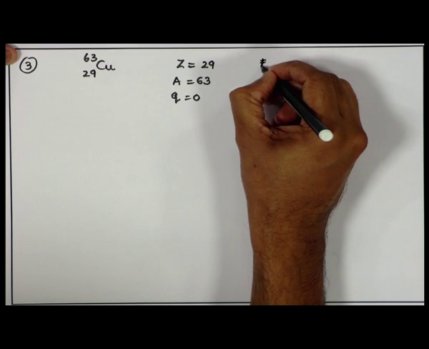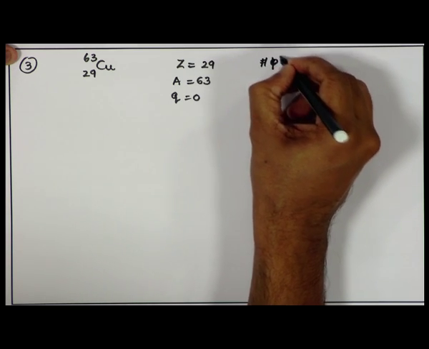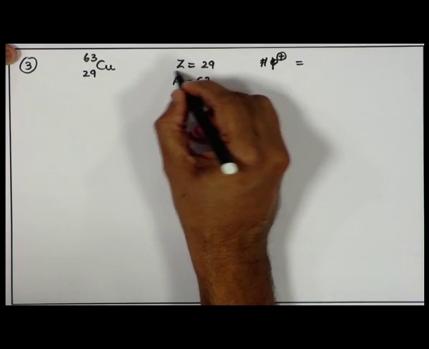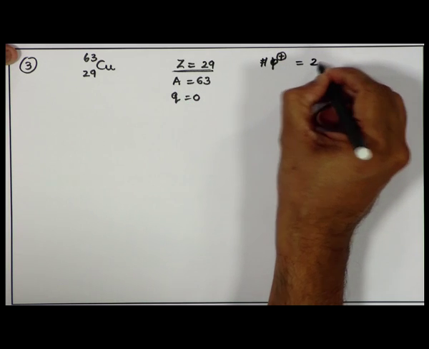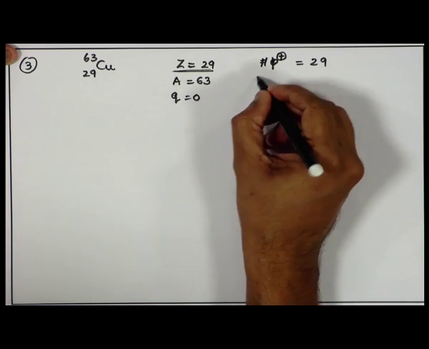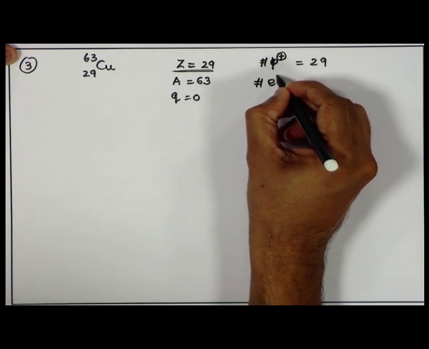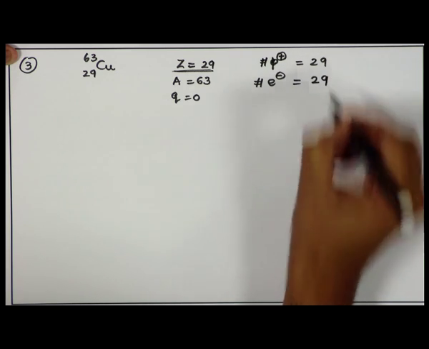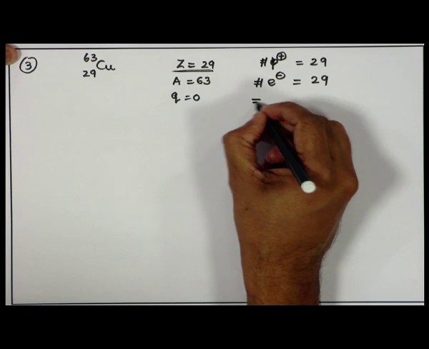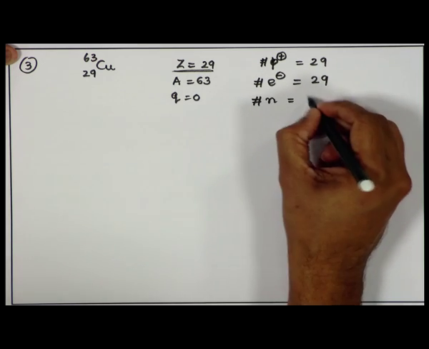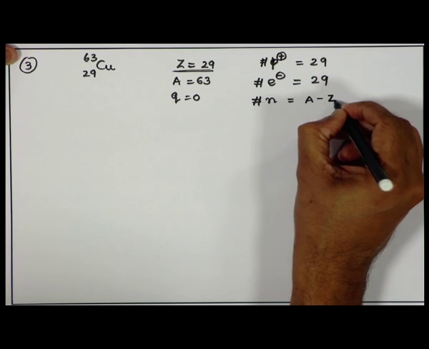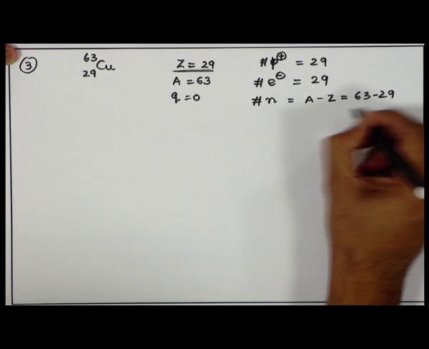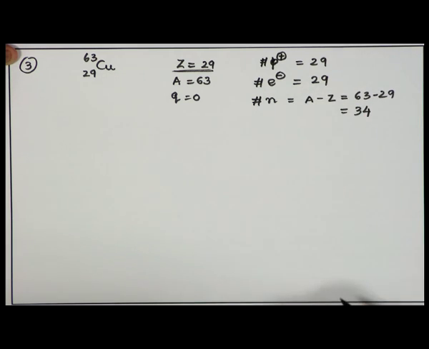Let us find out the number of protons first. Number of protons is the atomic number. So, this is 29. Since the charge is 0, the number of electrons must be equal to the number of protons, and the number of neutrons is A minus Z, which is 63 minus 29, and that is 34. We got that.